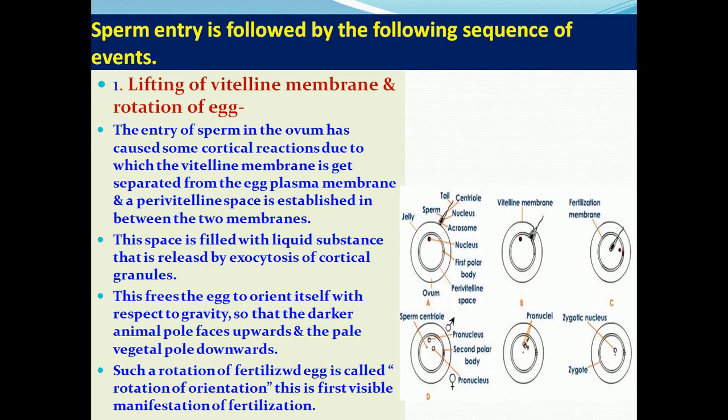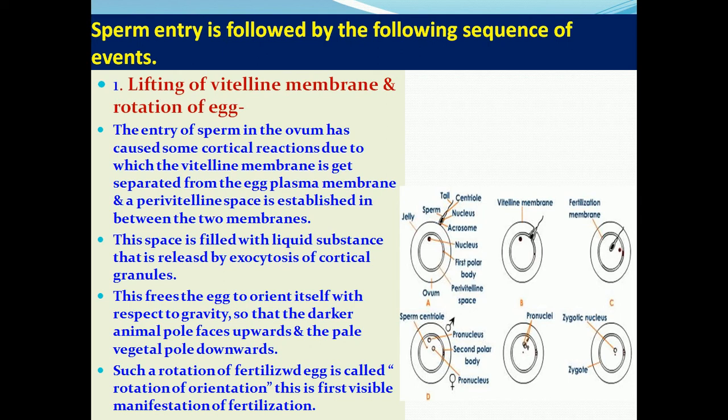Now when the sperm enters inside the ovum, many events occur. We can see them one by one. The first event after the entry of a sperm is the lifting of the vitelline membrane and rotation of the egg. When the sperm enters the ovum, it causes cortical reactions, due to which the vitelline membrane gets separated from the egg plasma membrane. They separate from each other, and a space forms between these two membranes, known as the perivitelline space.